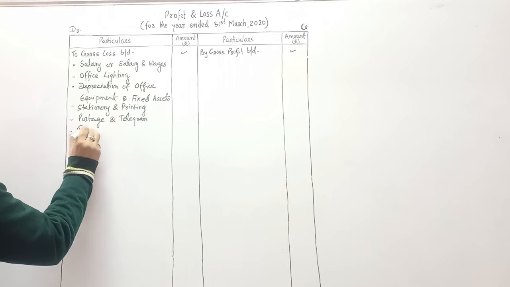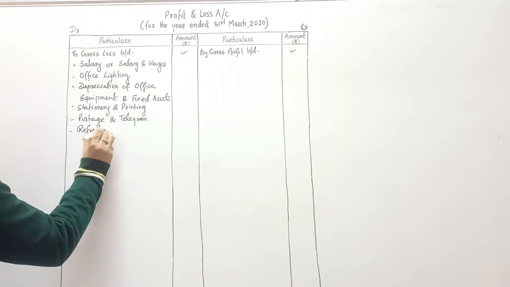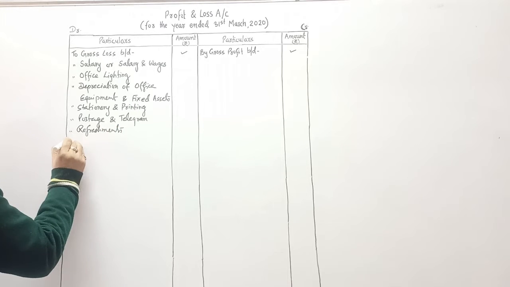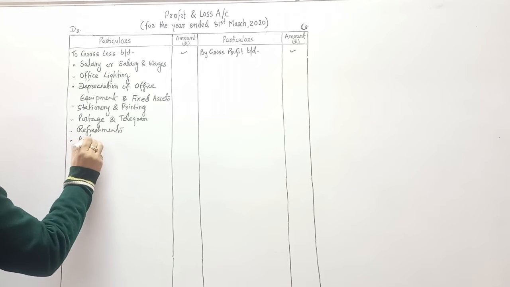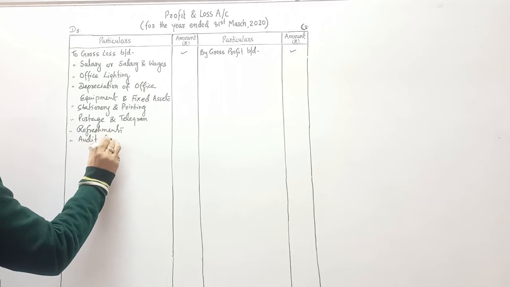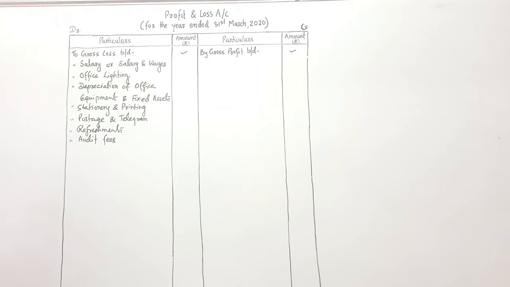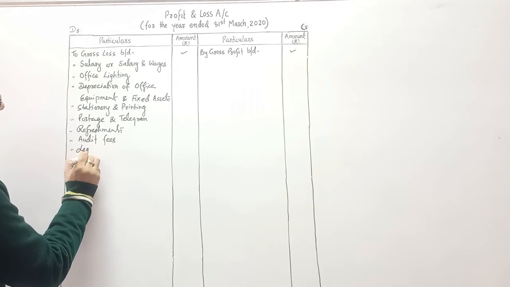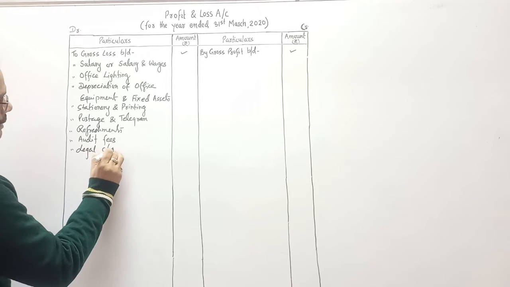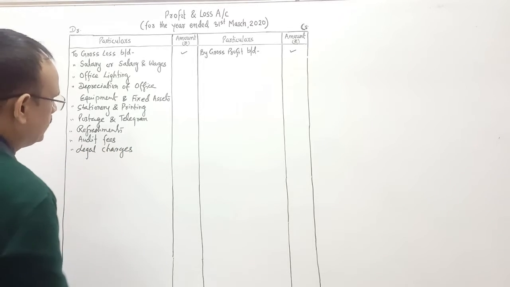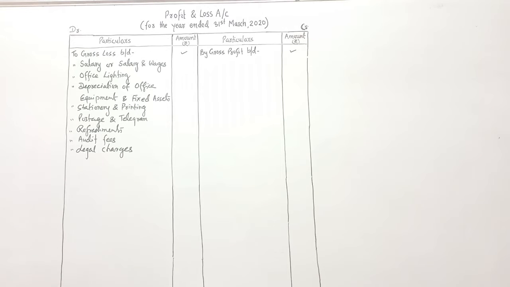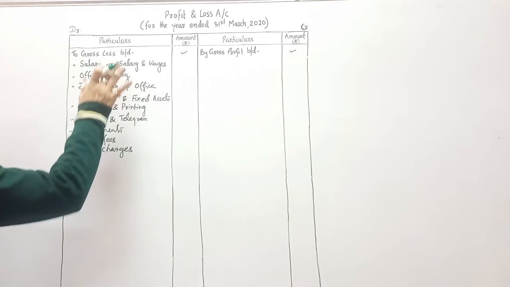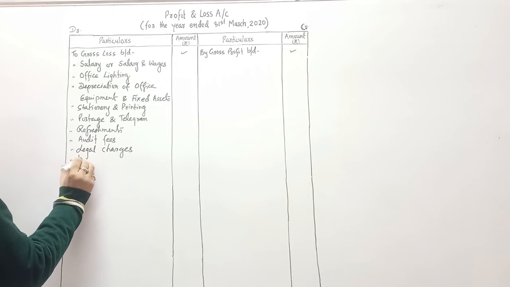Refreshment, audit fees, these are office and administrative expenses. Legal charges, these are the indirect expenses coming under the office. Insurance premium.